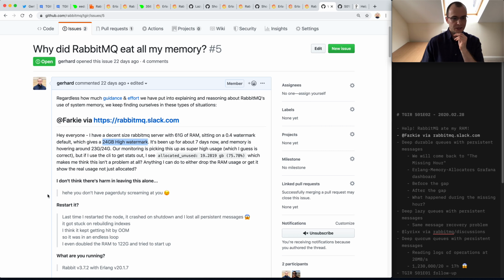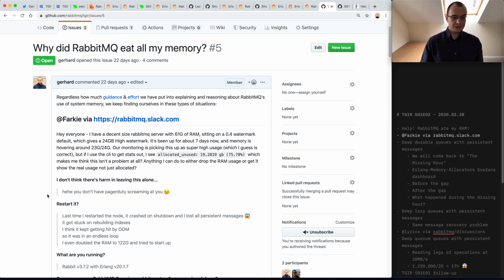And what Farkey is seeing is that his RabbitMQ node is using most of that memory and it's just not releasing it. So his issue is that he has PagerDuty screaming at him at 2 o'clock in the morning, and we definitely want to help him to reason about it and to have a configuration that will not be using as much memory.